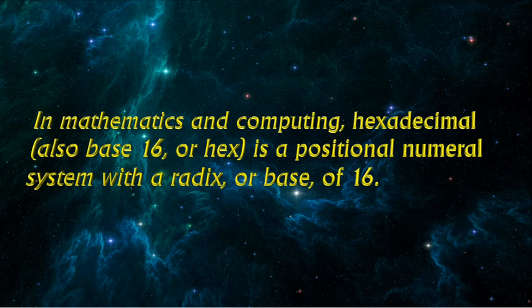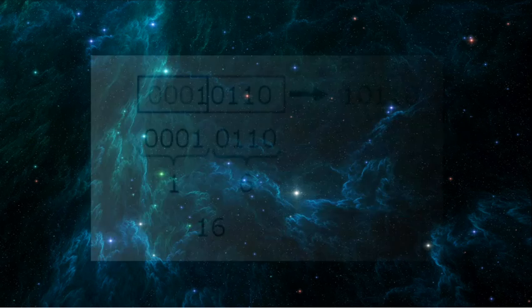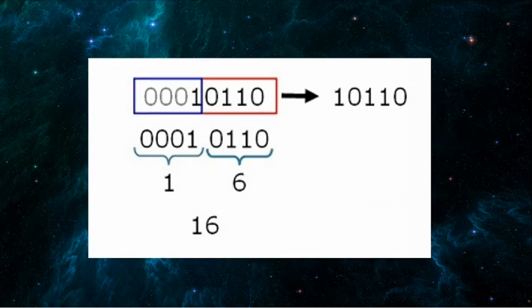Let's see what hexadecimal is. In mathematics and computing, hexadecimal, also base 16, is a positional numeral system with a radix, or base, of 16. It uses 16 distinct symbols, most often the symbols 0 to 9 to represent values 0 to 9, and A to F to represent values 10 to 15.